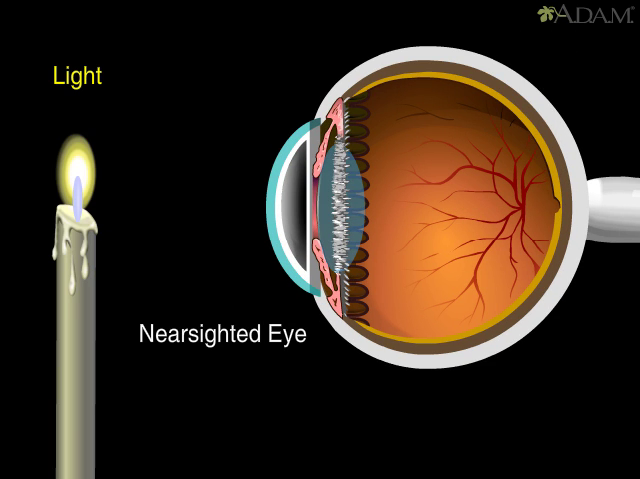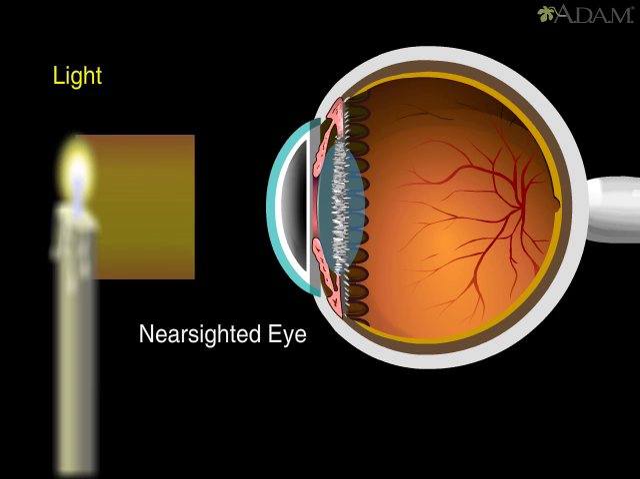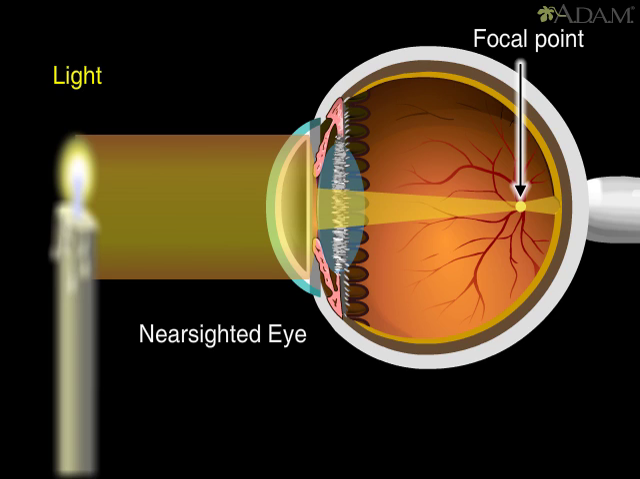But what happens if the eye is longer than normal? The eye stretches lengthwise. The longer the eye, the more distance there is between the lens and retina. But the cornea and lens still bend light the same way. That means the focal point will be somewhere in front of the retina rather than on it. The light comes to a focal point and then expands before striking the retina. The candle appears blurred. This makes it difficult to see things that are far away. A person with a long eye is said to be nearsighted.